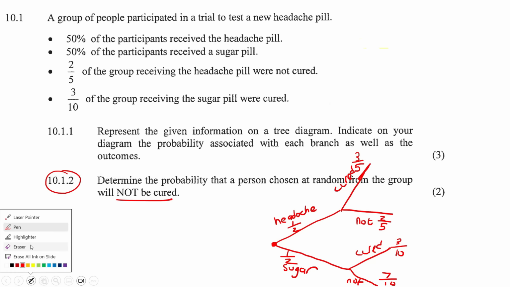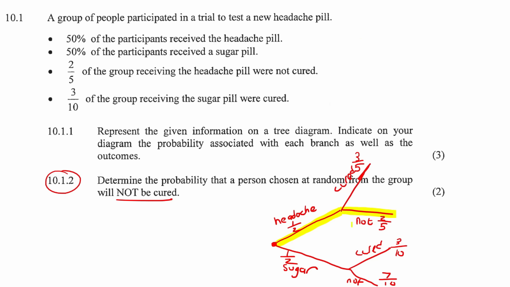Now this question says, determine the probability that a person chosen at random will not be cured. So there's two ways that a person cannot be cured. They could take a headache pill, but maybe it doesn't work, so they're not cured. Or maybe they take a sugar pill, and that doesn't work. Well, sugar pills don't really cure headaches, and then that would also not be cured. So whenever this happens, to work out the total of this branch, you will multiply the two numbers.